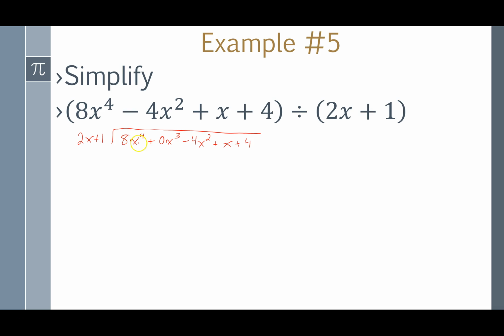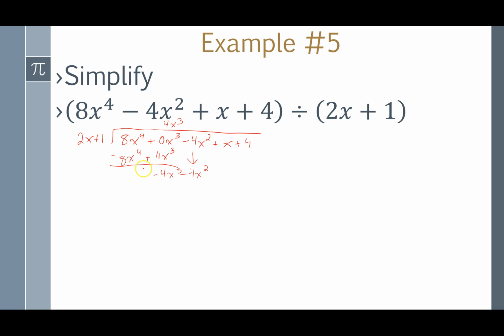So our first terms, 8x to the fourth divided by 2x is 4x cubed. Multiply, 8x to the fourth plus 4x cubed. When we subtract, 8's cancel, 0 minus 4 is negative 4. We carry down the negative 4x squared.